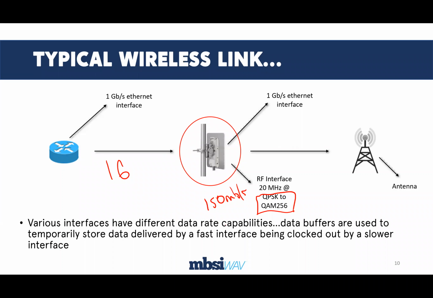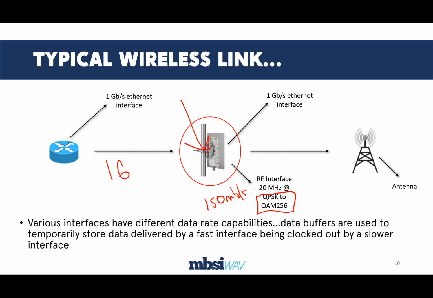So various interfaces have different data rate capacities. Data buffers are used to temporarily store data delivered by a fast interface being clocked out by a slower interface. So in the case of the 1 gig here, I have data coming at 1 gigabit per second, minus the interframe spacing time. And since I can't clock it out over the air, I can't talk to the subscriber units that fast. I'm going to temporarily store it right in here.